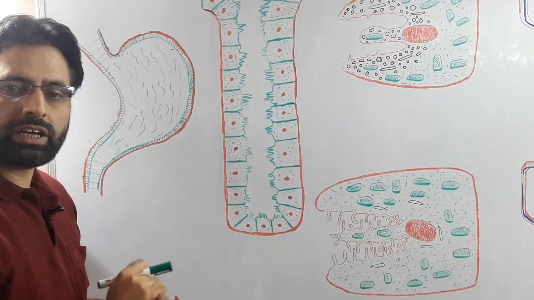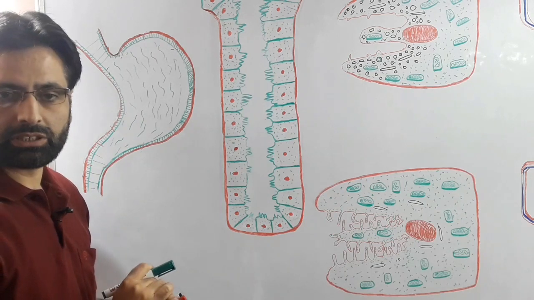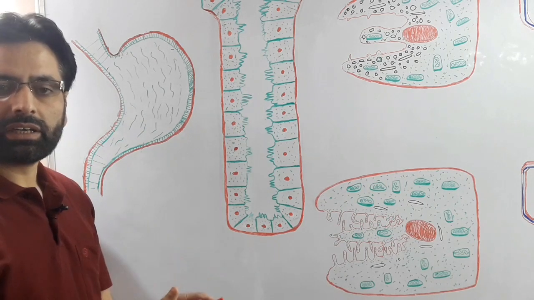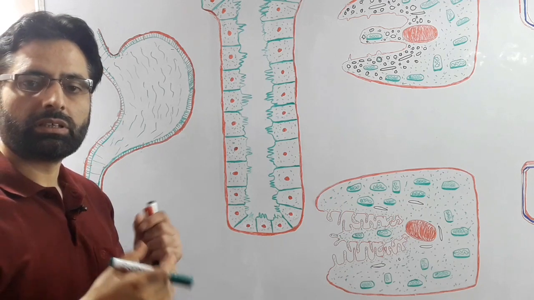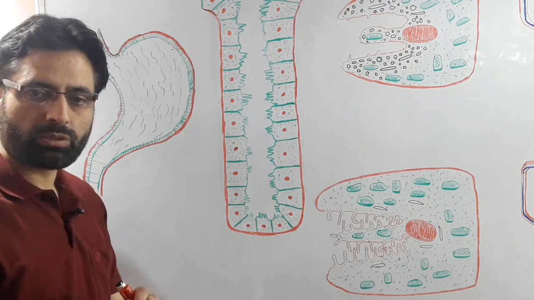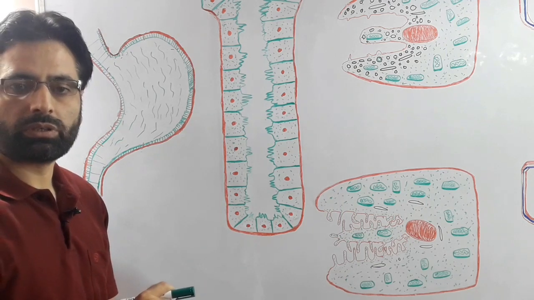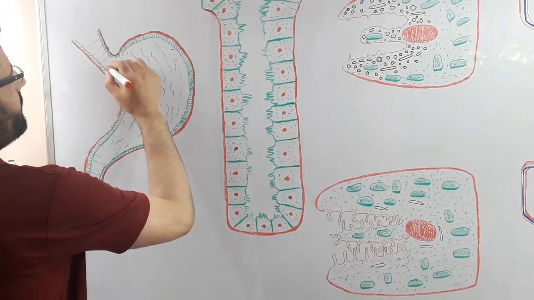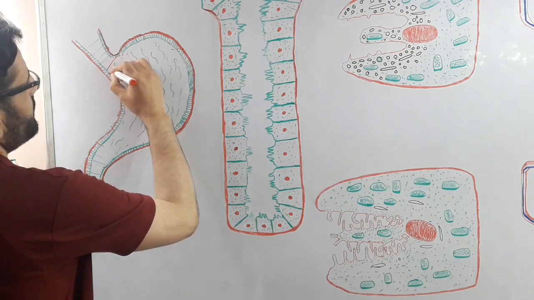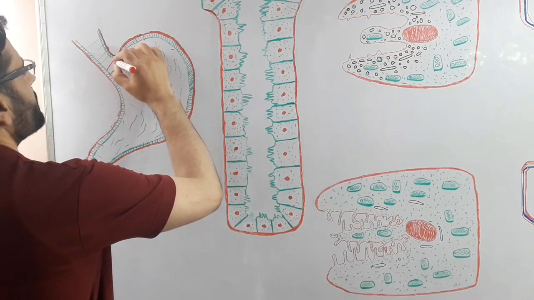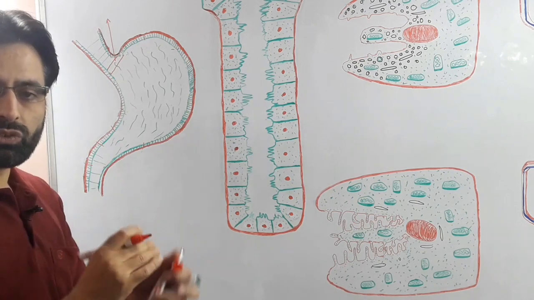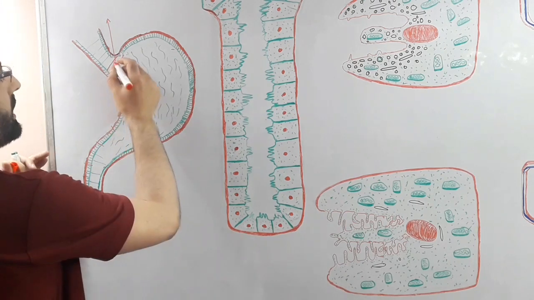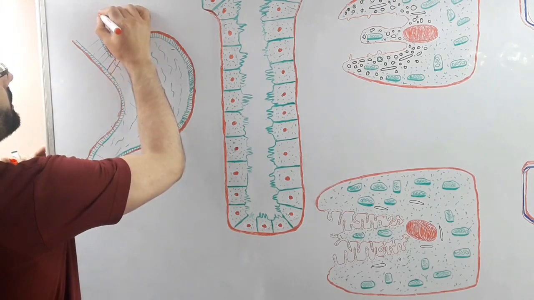As you know, we have four segments in the stomach, that is cardia, fundus, the main body or corpus of the stomach, and then the pyloric part. Just at the opening of the stomach we have the cardia, present in the gastroesophageal junction. It is near the gastroesophageal junction. So here we have the cardia.